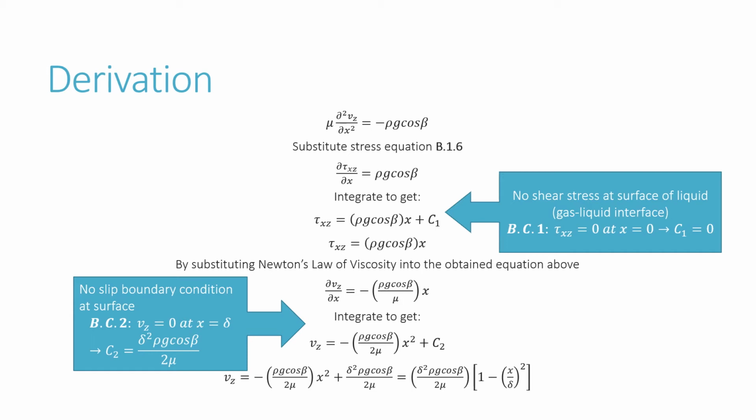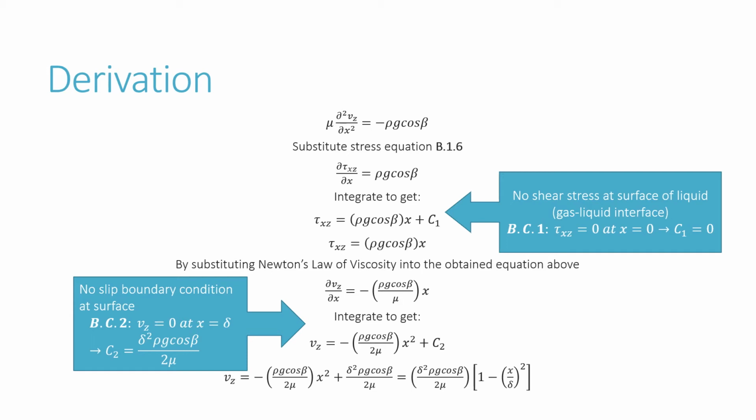So that means at the gas-liquid interface, there is no shear between the gas and liquid interface. That's because the gas is surrounding the system and it does not create any shear with it. So tau xz equals 0 at x equals 0, and that gives C1 equals 0.